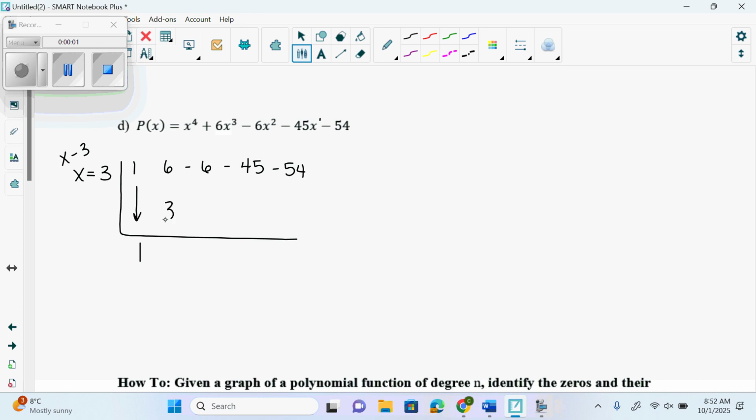3 times 1 is 3, add 9. 3 times 9 is 27, add it is what? 19. 19 times 3 is 50. This is going poorly. This ain't going to work. Someone give me the wrong thing.